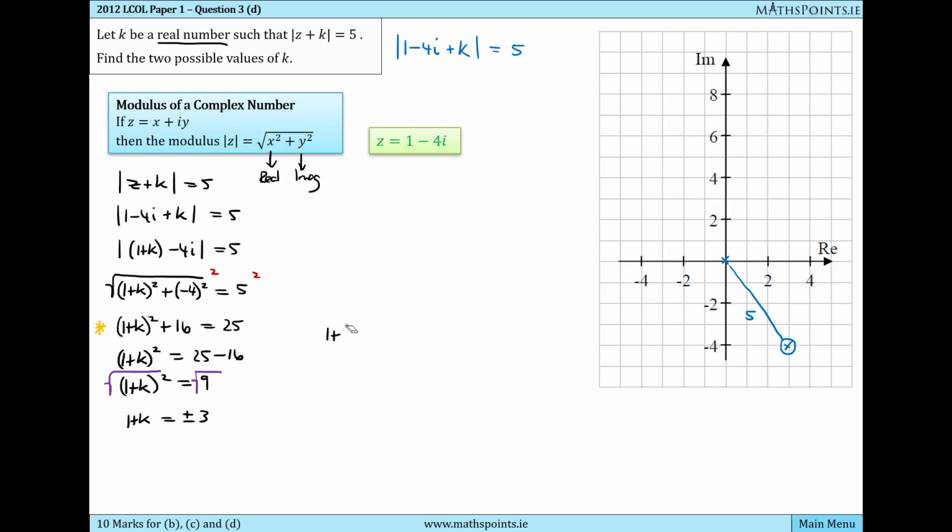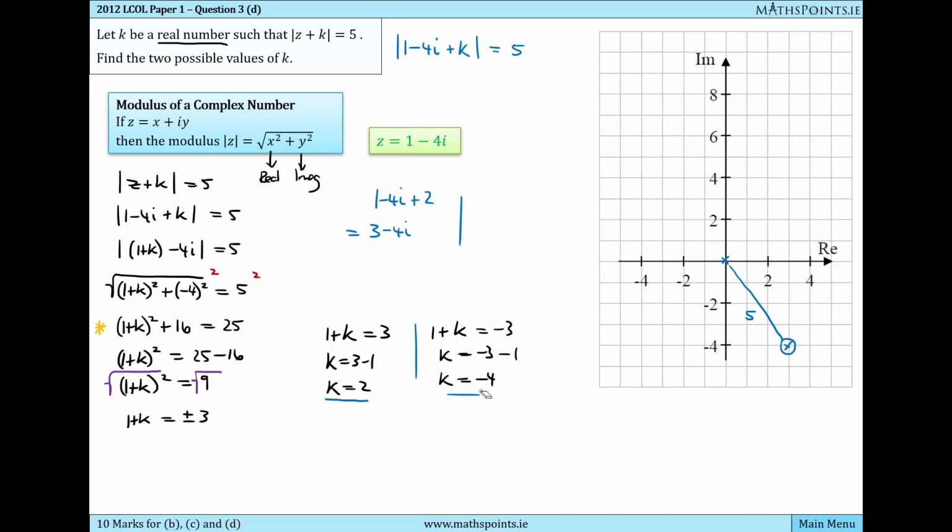And we're going to split the sum into 2 now. So we have 1 plus k equals 3, or 1 plus k equals minus 3. Solving each of these equations by subtracting 1, we get k is equal to 3 minus 1, k equals 2, and k equals minus 3 minus 1, k equals minus 4. And so these are the 2 values for k which satisfy this original equation. Just to check those values, if we have the complex number 1 minus 4i, and if we add 2 to that complex number to get the complex number 3 minus 4i, this is a complex number whose modulus is 5, and therefore this complex number is 5 from the origin.